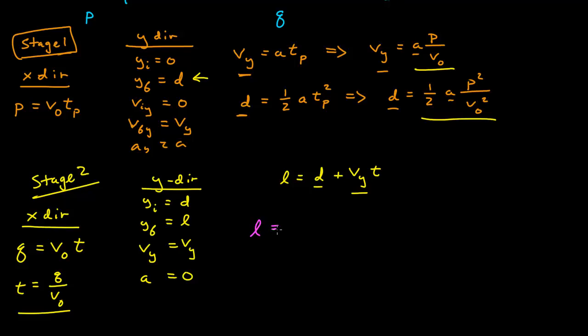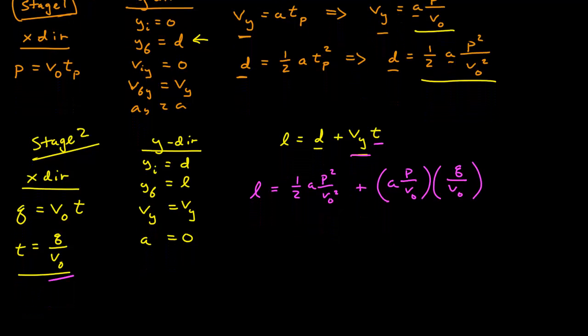The deflection is equal to the initial deflection within the plates, 1/2 a p squared over v naught squared, plus, substituting in for Vy, a times p over v naught, times then the t in the second stage, which is q over v naught.